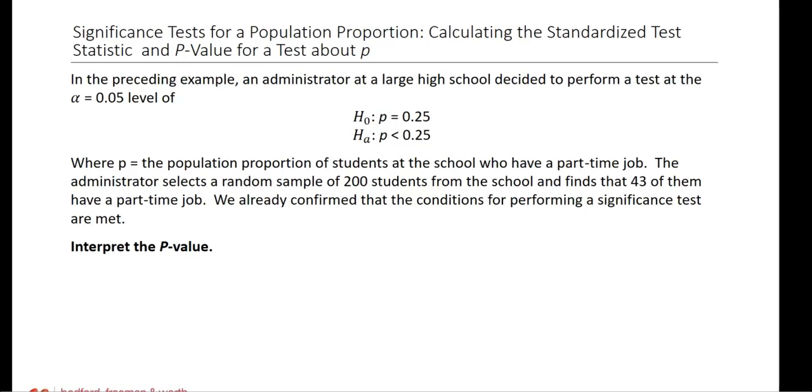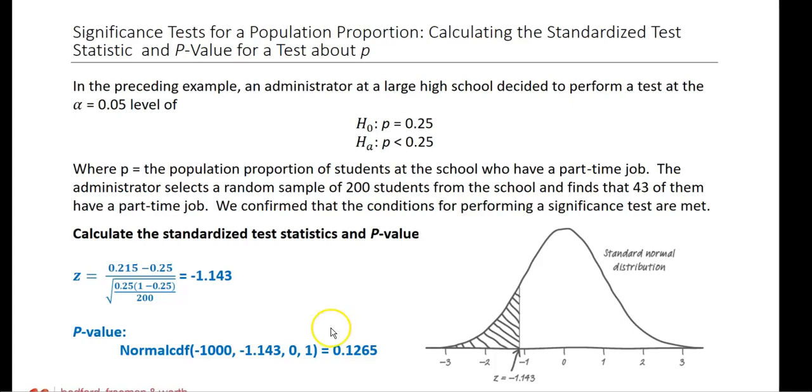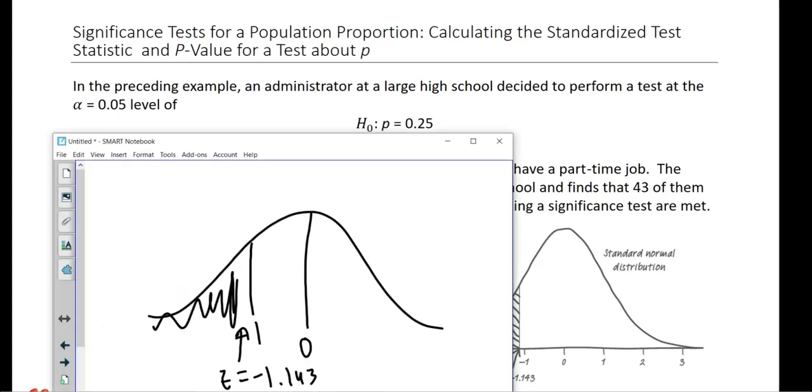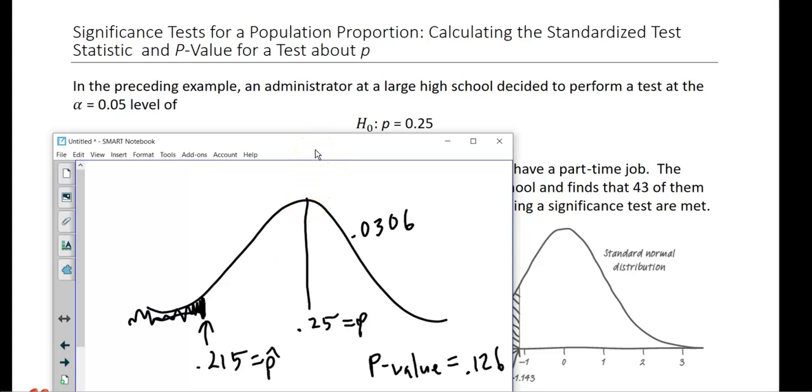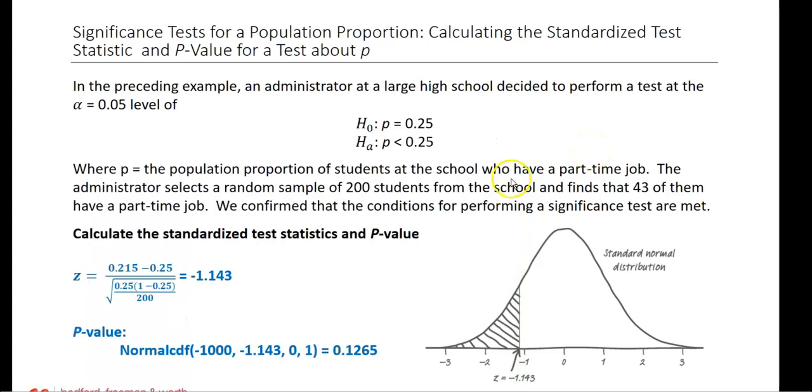Interpret the p-value. I think this is kind of tough. So the p-value again was 12.65%. So you want to say something like, I like to look at mine. Assuming the null is true, that 25% of students at this large high school have a part-time job, there is a 12.65% chance of getting a sample as small as 43 out of 200, or even more extreme than that.